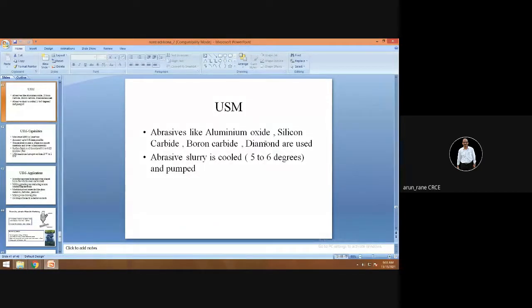Abrasives like aluminum oxide, silicon carbide, then boron carbide, that is B4C, SiC, Al2O3, and diamond are used. And in order to maintain the temperature, the abrasive slurry has to be cooled, and it is recycled by pumping.